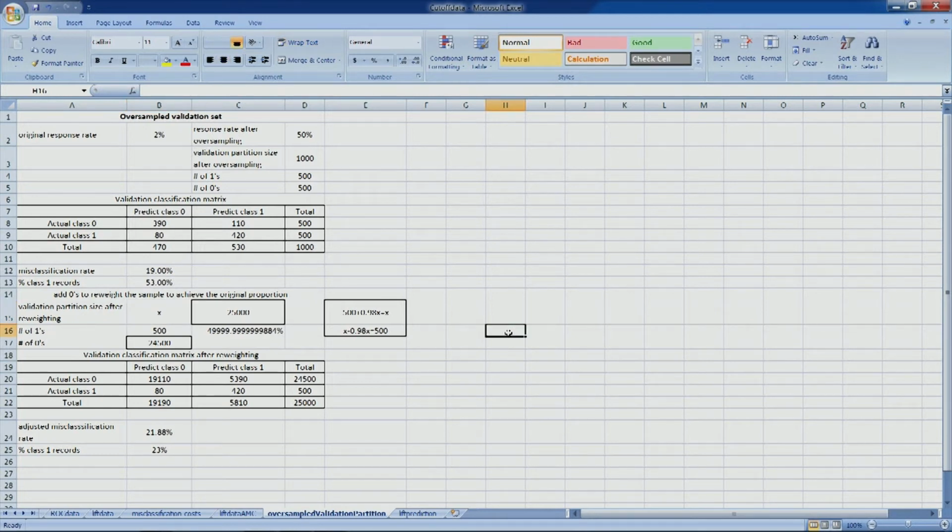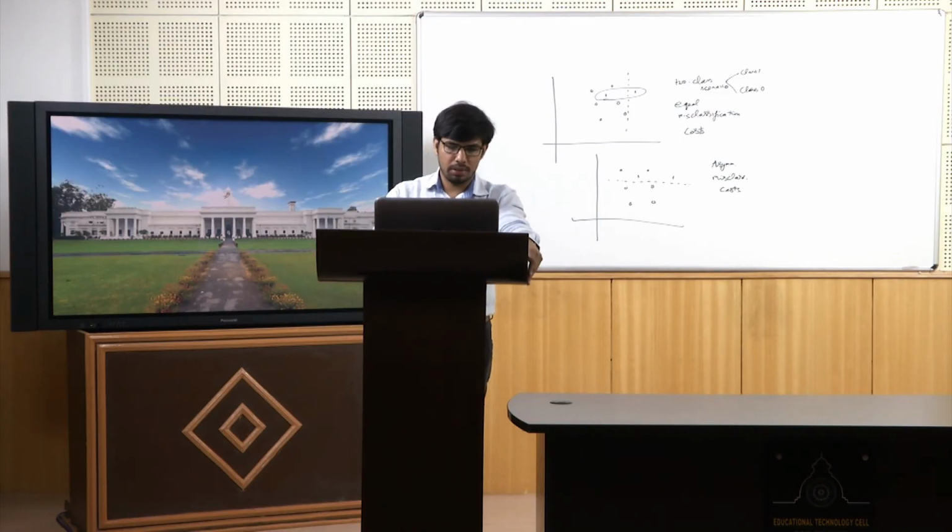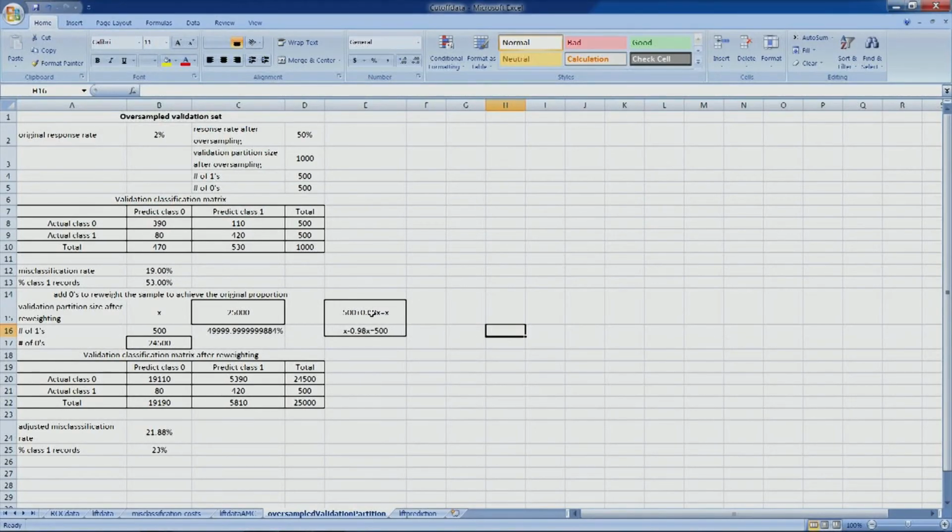We are going to use some of the utilities that are available in Excel, specifically goal seek. This is an easy equation that we can solve manually as well, but because we are using Excel, we like to use the utilities that are available there. If we want to add extra zeros so that we reach the original proportion, we need to find out the new sample size, which would be much bigger. This is going to be the equation that will give us the new sample size.